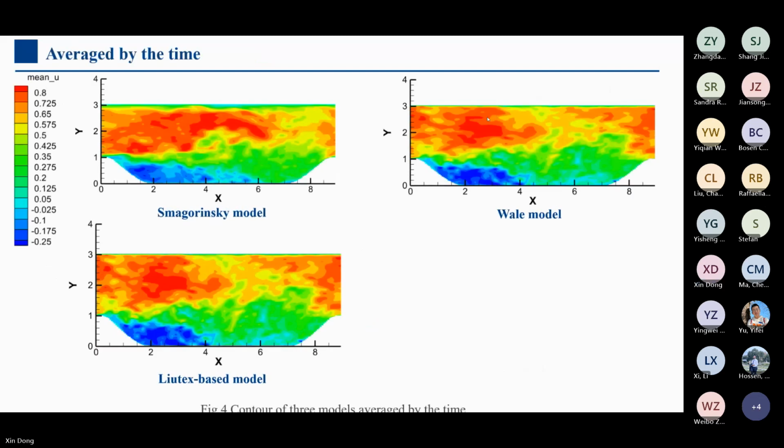This contour shows the three models averaged over time. The velocity distribution in the flow field is not evenly balanced, and the flow velocity slows down near the upper boundary, which is affected by the boundary condition. The eddy viscosity obtained under the Smagorinsky model on the lower wall surface is smaller than that obtained by the WALE model and the Liutex-based model. On the whole, the results obtained by the WALE model and the Liutex-based model are very similar.